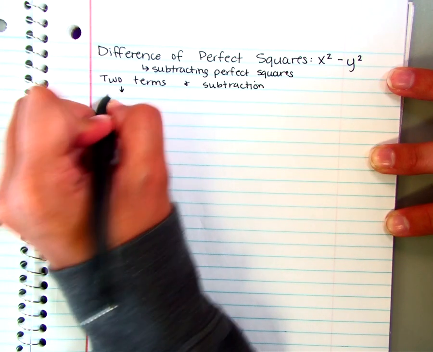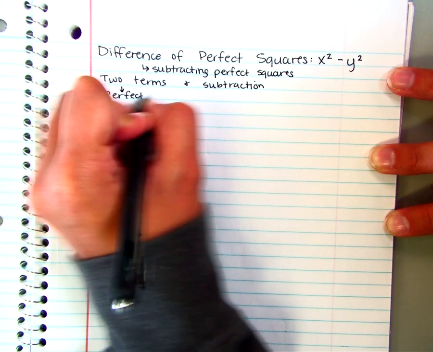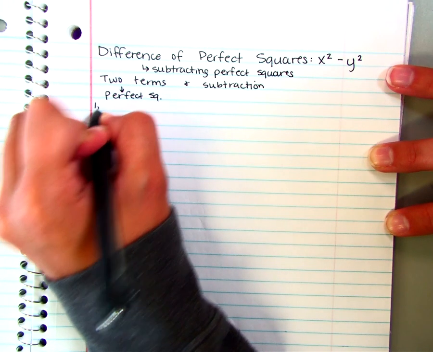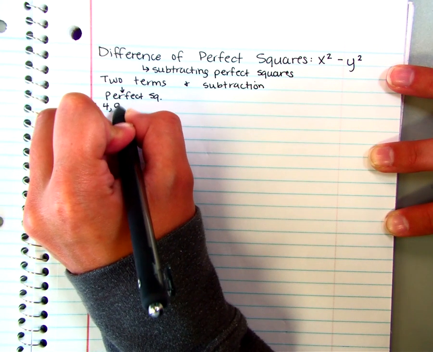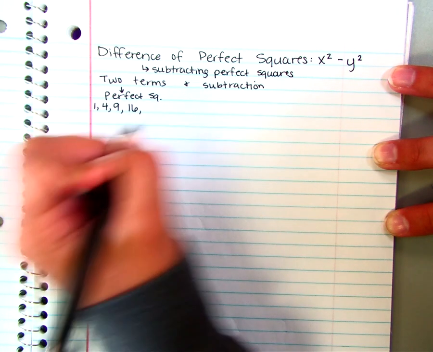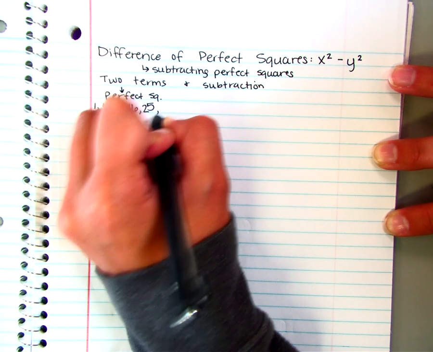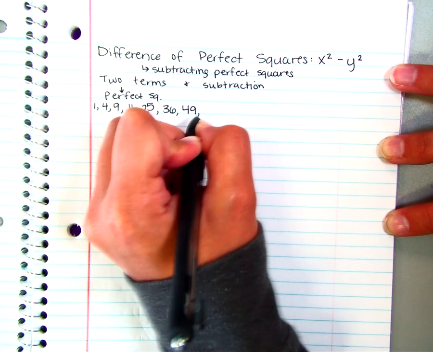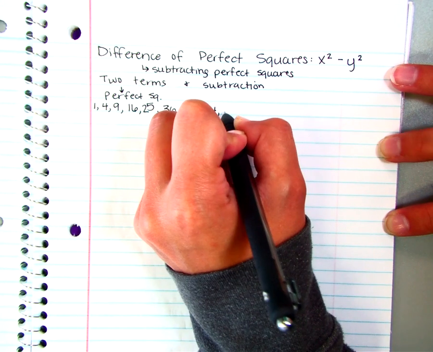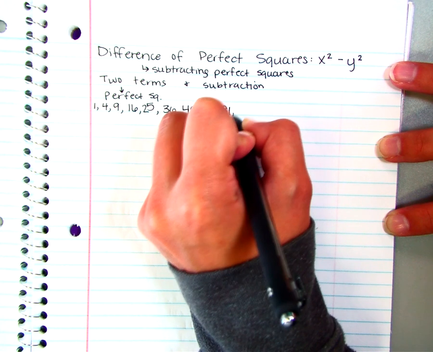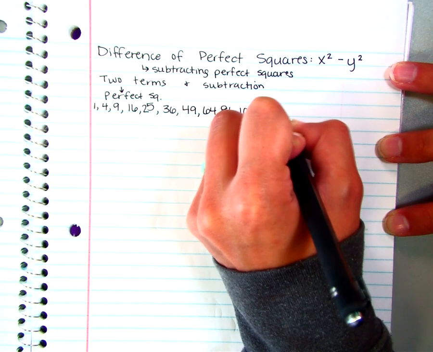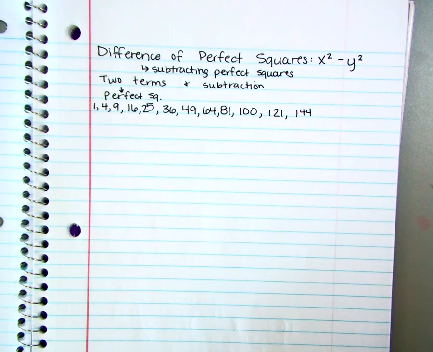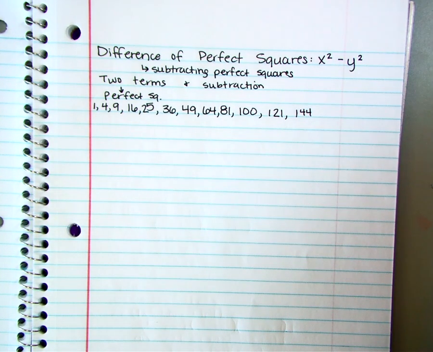But your two terms have to be a perfect square. So that's all of your, 1 squared is 1, 2 squared is 4, 3 squared is 9, 4 squared is 16, 5 squared is 25, 6 squared is 36, 7 squared is 49, 8 squared is 64, 9 squared is 81, 10 squared is 100, 11 squared is 121, 12 squared is 144, and we could keep going, but that's your basic ones.